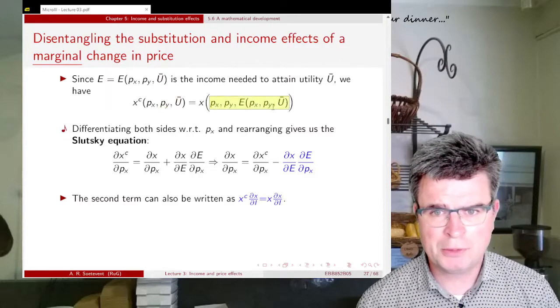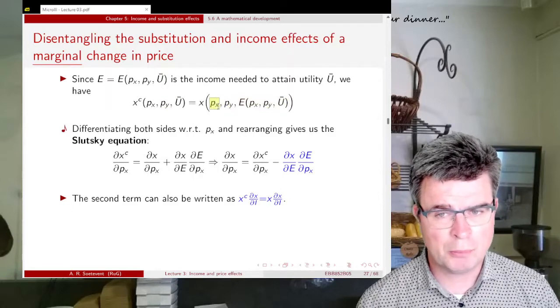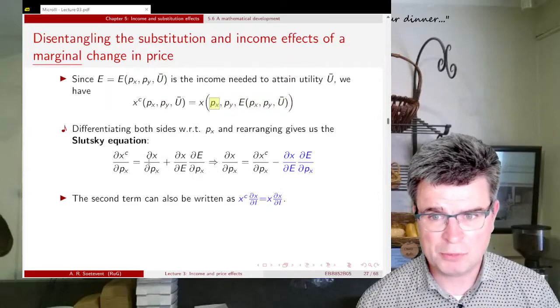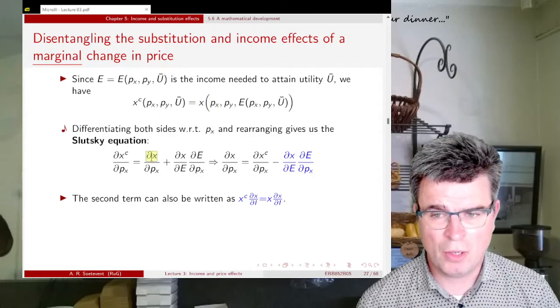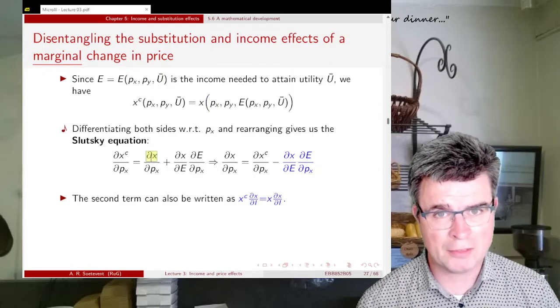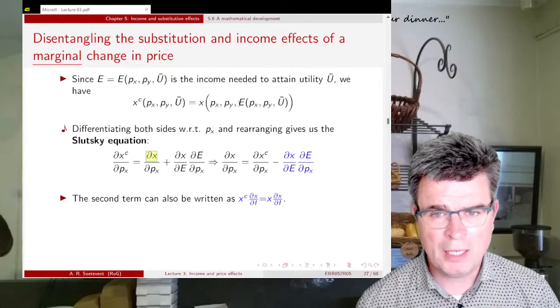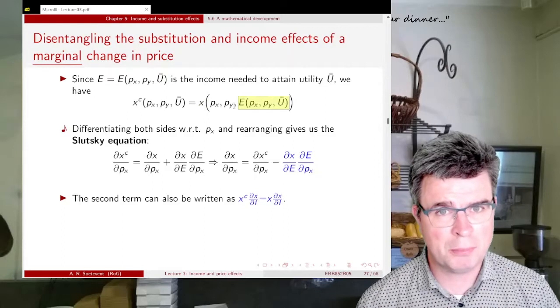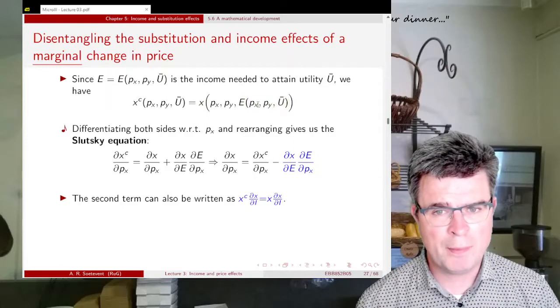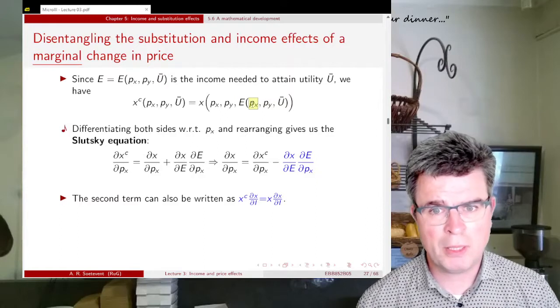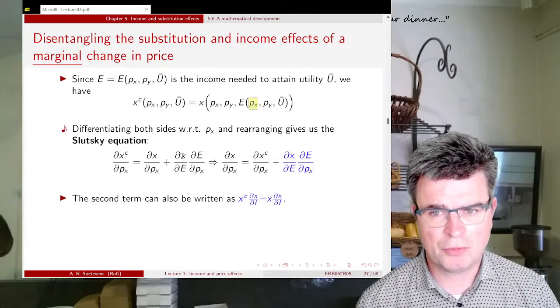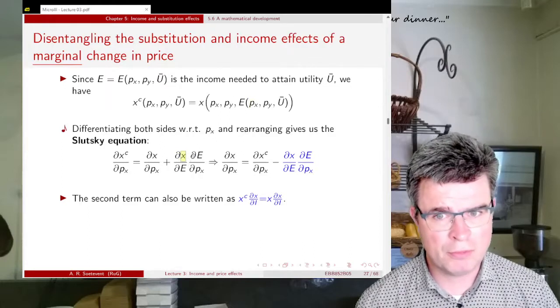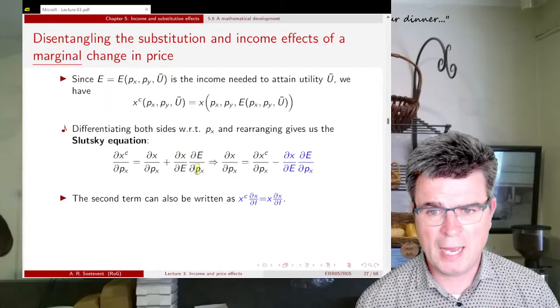So we have 3 terms, and the first term clearly depends on a change in Px. So we have the first partial derivative of X with respect to Px, but then inside we have that the demand function is a function of the expenditure function, and the expenditure function itself also depends on Px. So we apply the chain rule. So we take the partial derivative of X with respect to the expenditure function and multiply it with the derivative of the expenditure function with respect to Px.